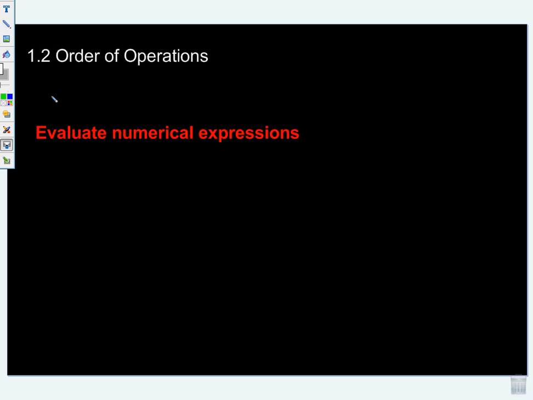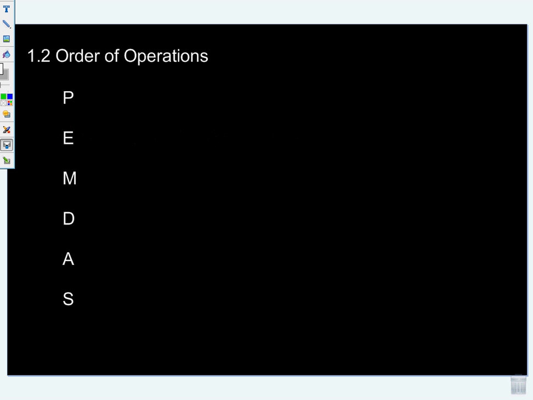Today's lesson on the order of operations from Chapter 1, Section 2 of your algebra text will focus on evaluating numerical expressions only. As you may remember, numerical expressions are different from algebraic expressions. They will only have numbers in them. You've probably seen the word PEMDAS before when you've talked about the order of operations, because this is a great way to remember the order in which you should evaluate a numerical expression.